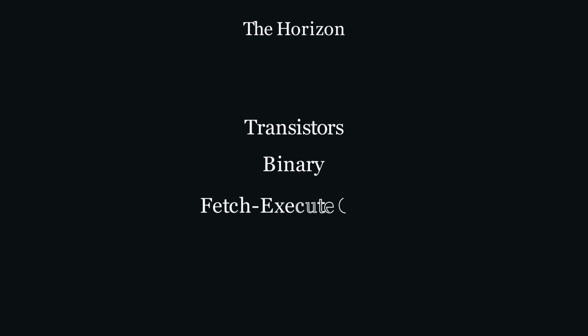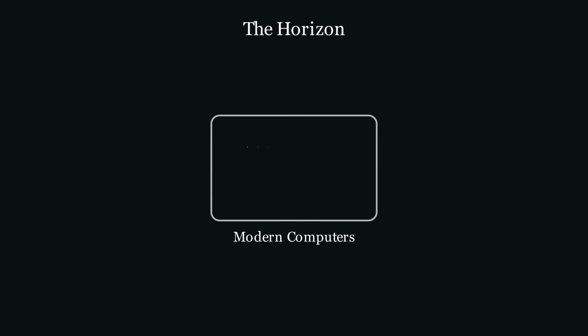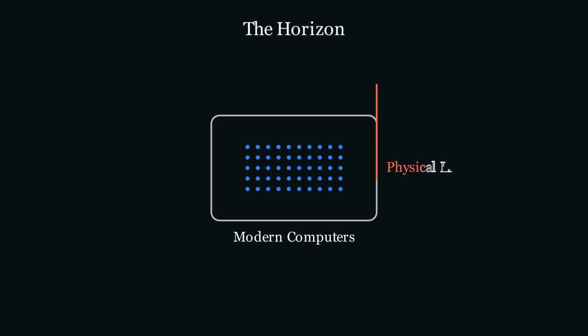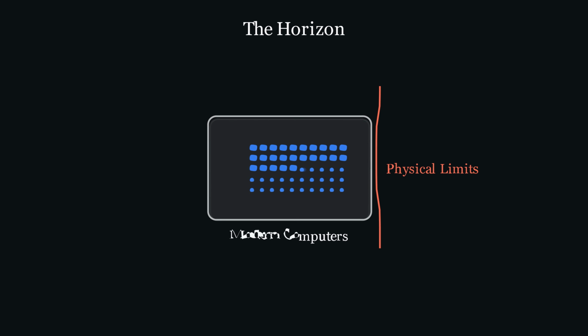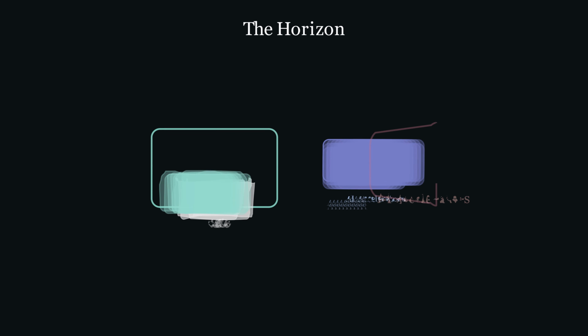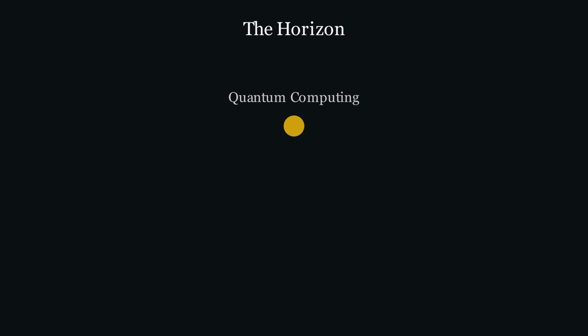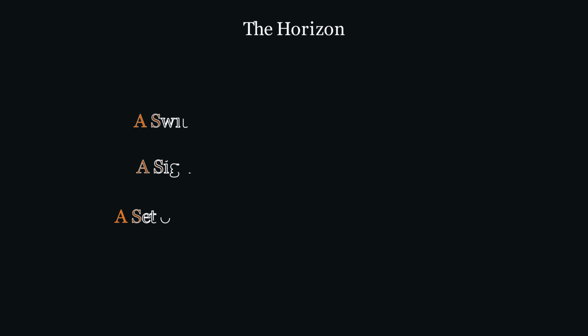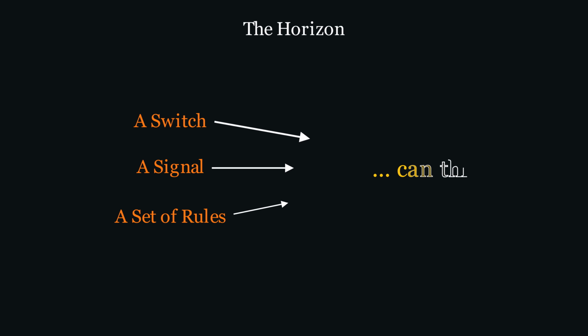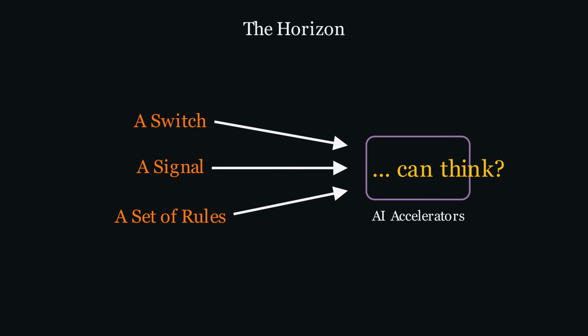Every idea in this video, transistors, binary, the fetch-execute cycle, still describes almost every computer in the world today. But the frontier is already shifting. Chips are approaching the physical limits of how small a transistor can get, which is why specialized hardware like GPUs and AI accelerators is taking over more of the work. Further out, entirely different physical approaches, like quantum computing, are trying to move past transistors altogether. Wherever computing goes next, it will still come back to this same question. How do you organize a switch, a signal, and a set of rules into something that can think?